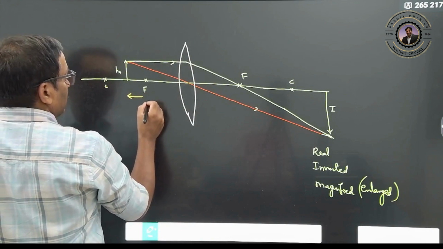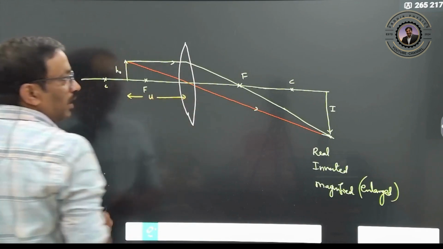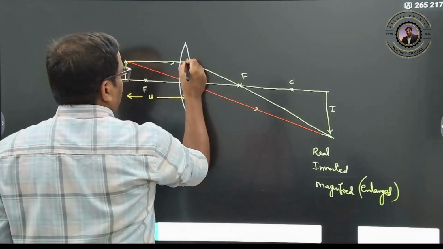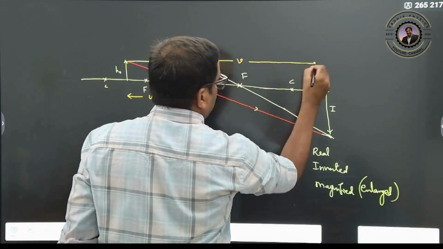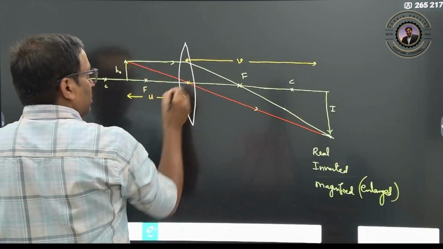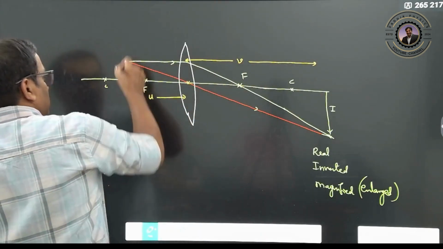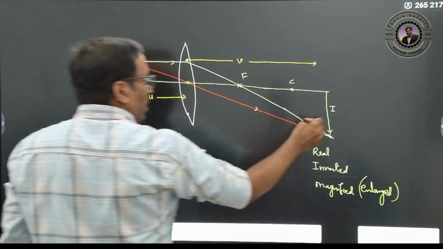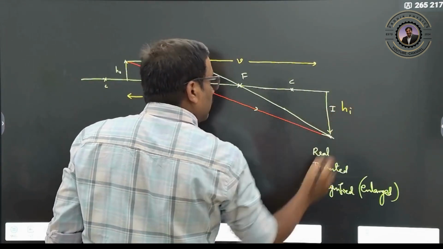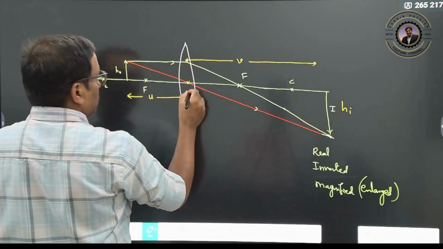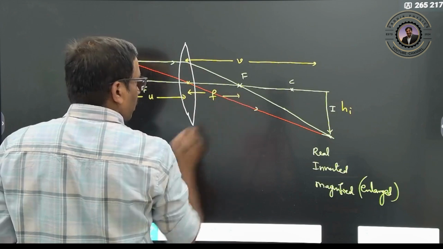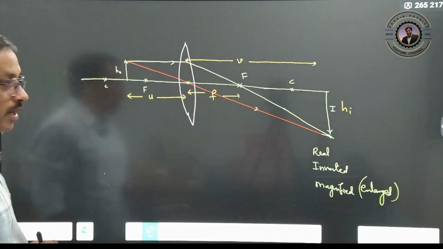You can write this as the object distance, clear. This we can call the image distance, right. All the distances should be measured from the optic center only, and this is the height of the object, and this is the height of the image, clear. This we can call the focal length of your lens, clear.